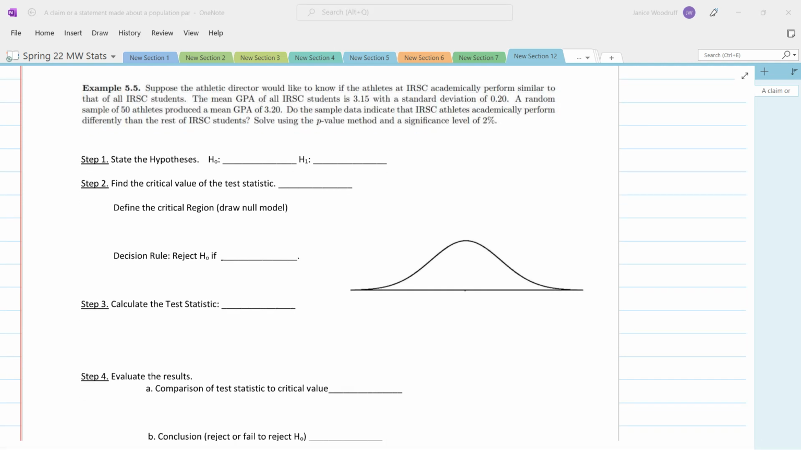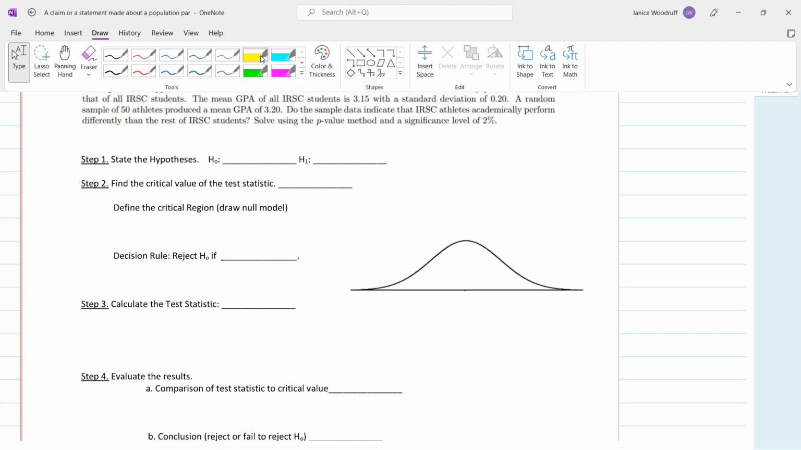All right, the athletic director would like to know if the athletes at IRSC academically perform similar to that of all IRSC students. The mean GPA of all IRSC students is 3.15 with a standard deviation of 0.2. A random sample of 50 athletes produced a mean GPA of 3.2. Do the sample data indicate that IRSC athletes academically perform differently than the rest of IRSC students? Solve using p-value and a significance level of 2%.